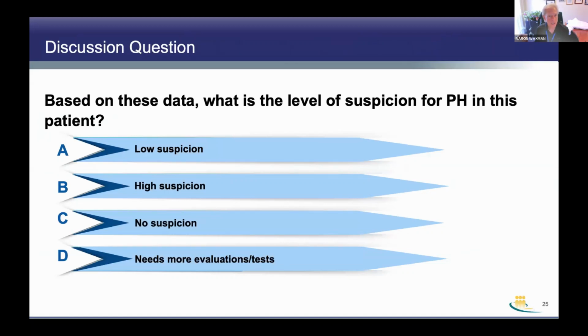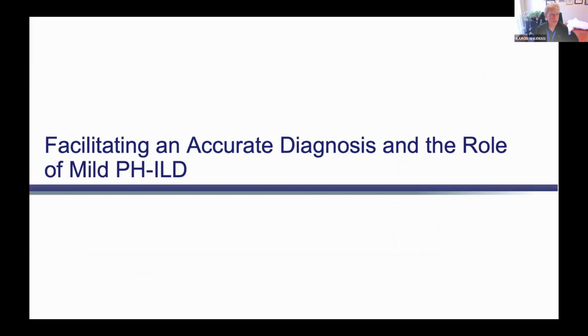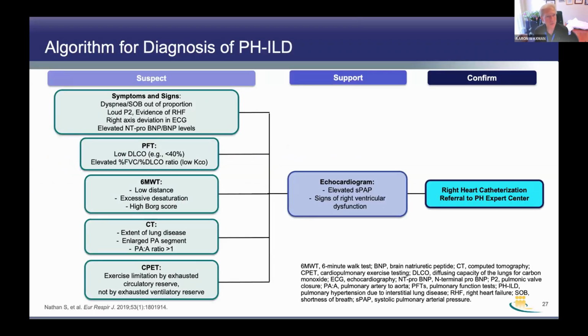So based on this data, what is the level of suspicion for pulmonary hypertension in this patient? I think we've seen a number of features here that would suggest that we really ought to have a high suspicion for pulmonary hypertension. So thinking about facilitating an accurate diagnosis and the role of mild PH-ILD, this was an algorithm for diagnosis of PH-ILD, and I think this algorithm really sums things up fairly well.